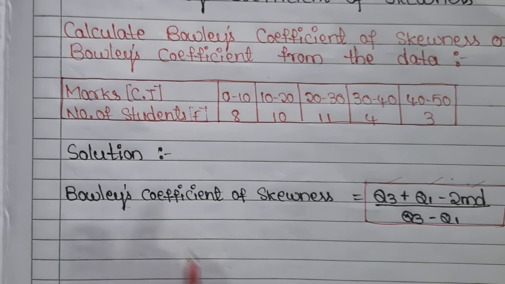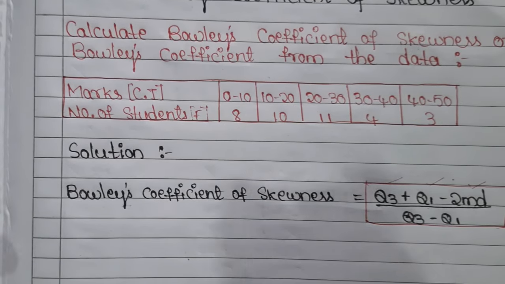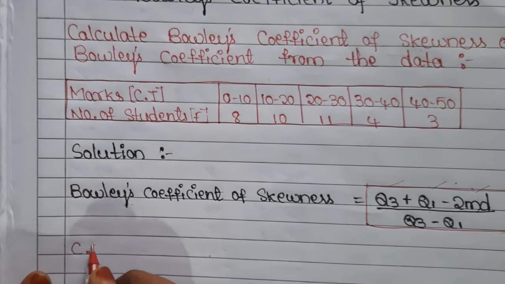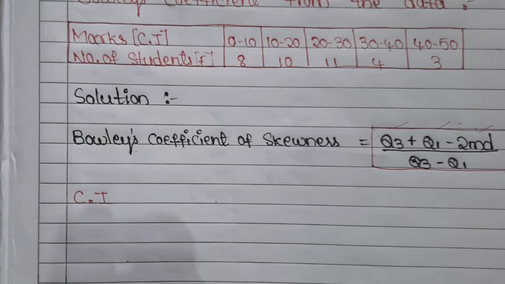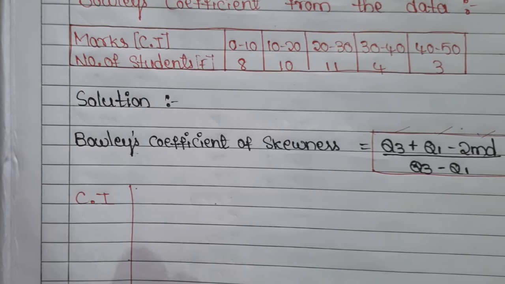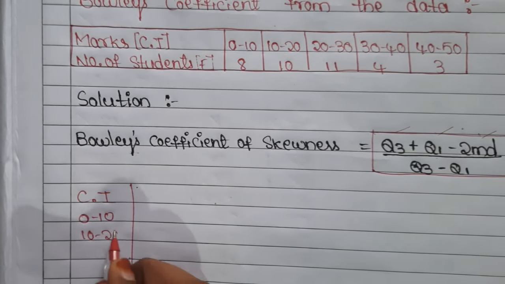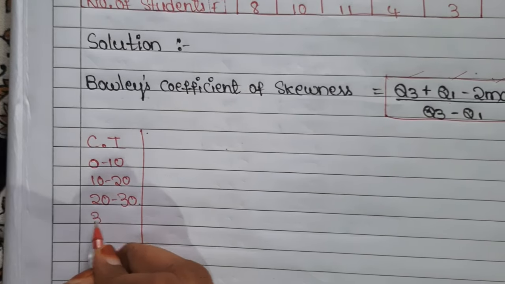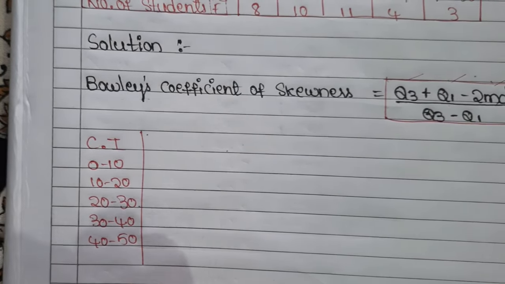See on the screen you have marks and number of students. You just mention the class interval, CI. You should write it fully as class interval; I'm just writing the short form. The class intervals are 2 to 10, 10 to 20, 20 to 30, 30 to 40 and 40 to 50. So this is the class interval.